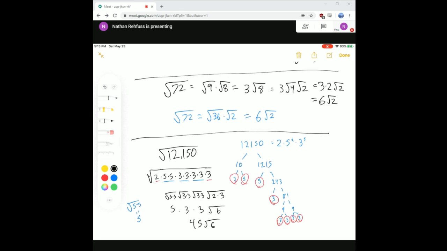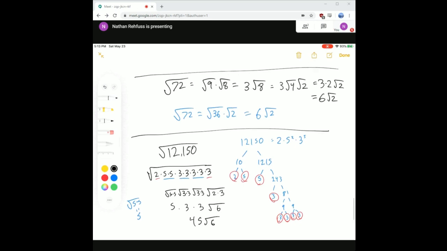So it's a lot easier to work with 45 copies of the square root of 6 than it is to work with the square root of 12,150. So this is our simplified answer.